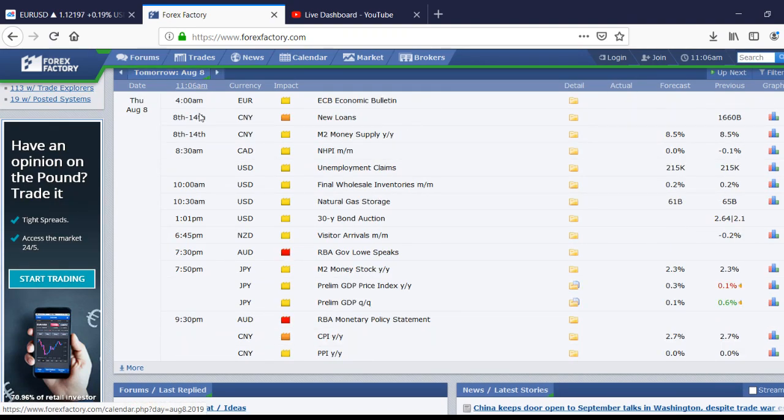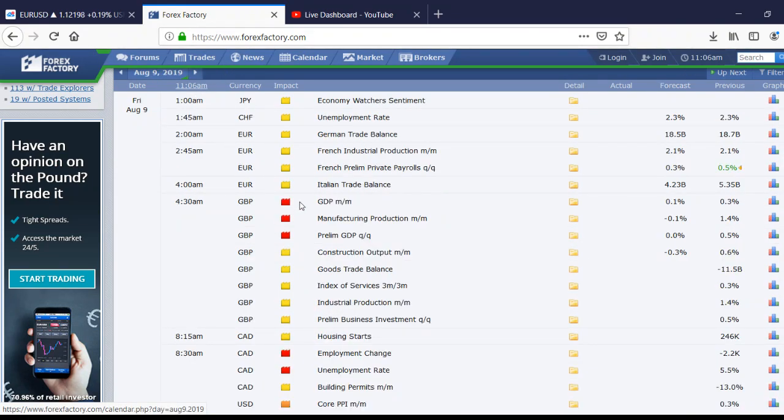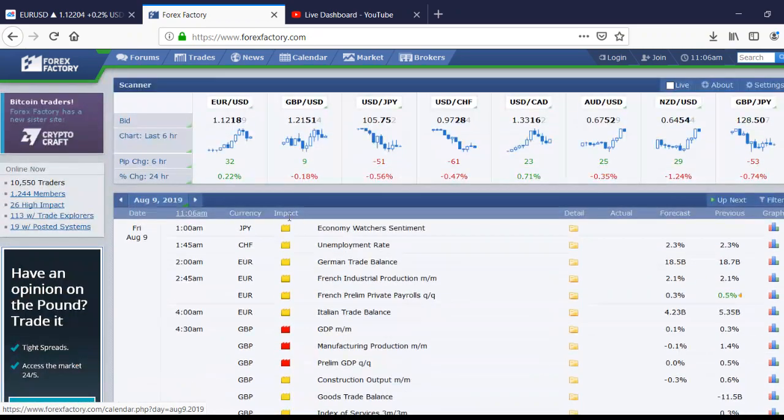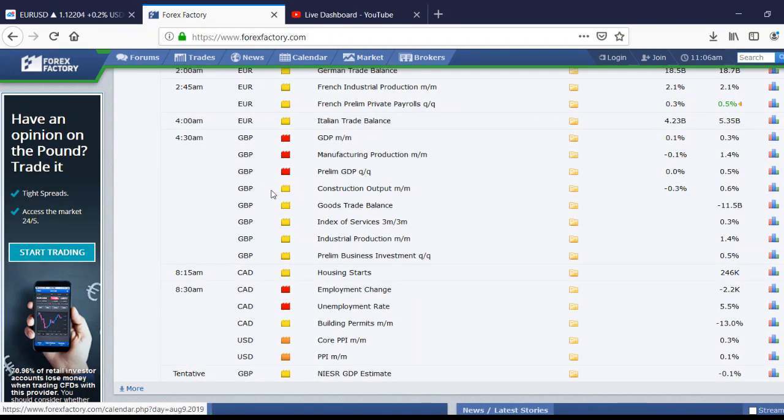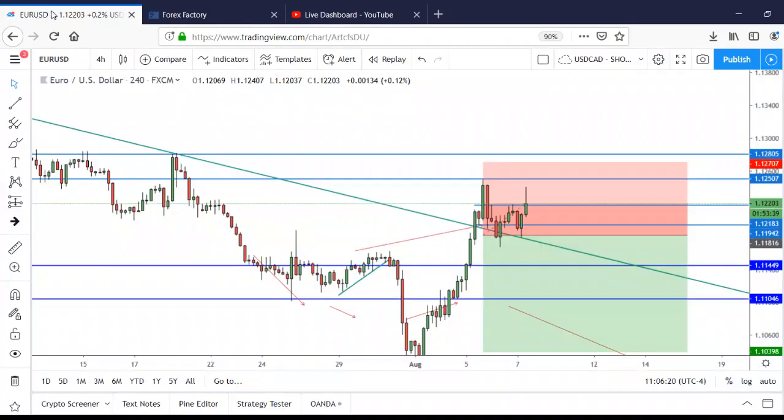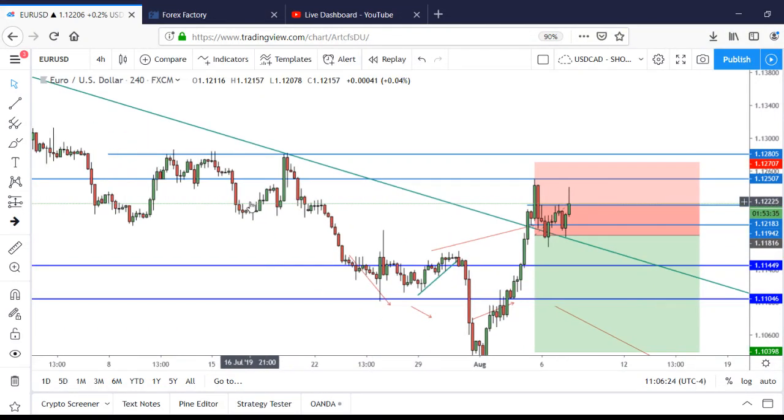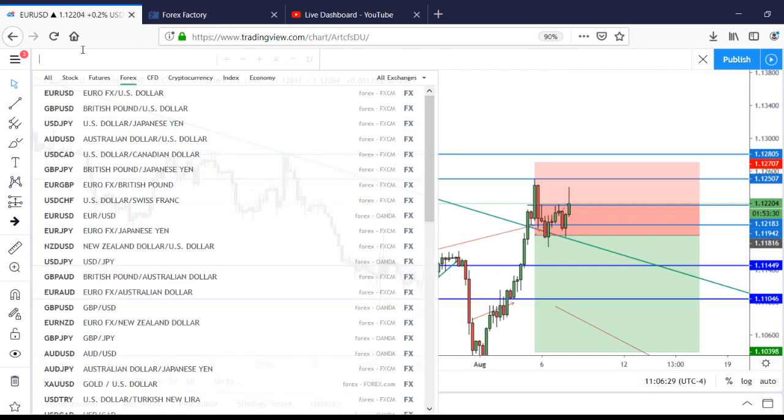Let's just check. So tomorrow we have Aussie monetary policy. That'd be something to take note of. And then Friday, GDP for the pound. So for euro, we're just going to stick to the plan, stick to our guns, and see this trade play out. In the meantime, we did make some decent profits from Aussie and USD CAD.